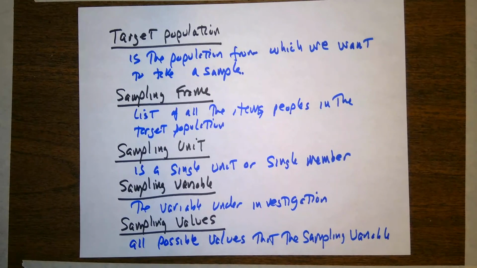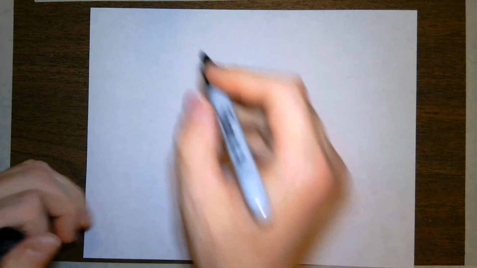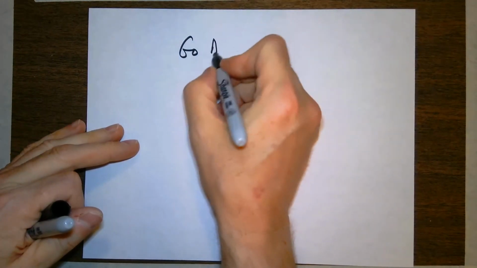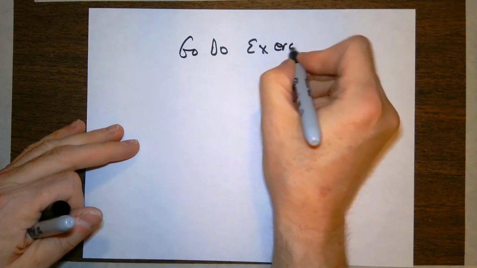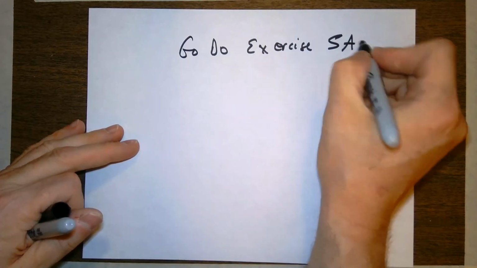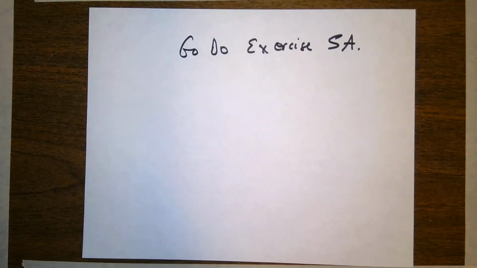All right, so this is going to end the first video. So now you've got enough information to do exercise 5A. Do problems 1 through 4, very similar to the things we've talked about.